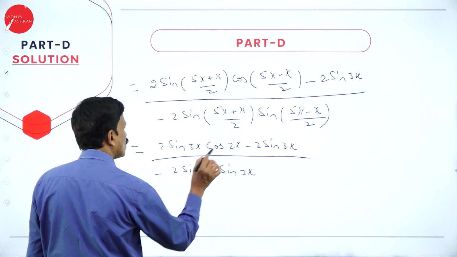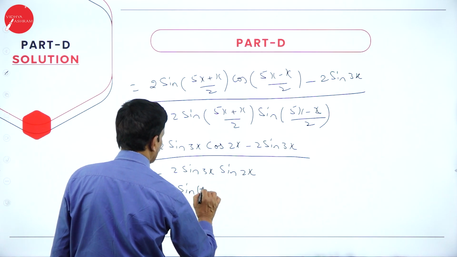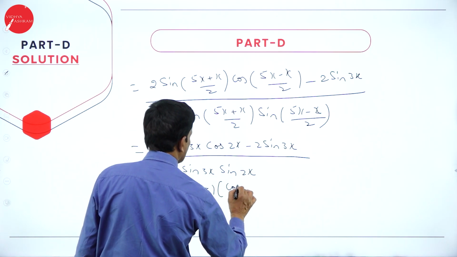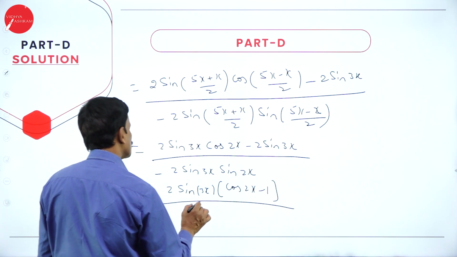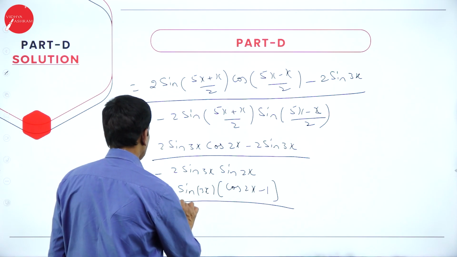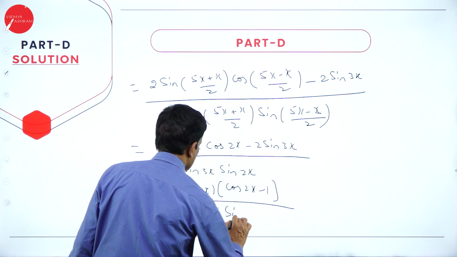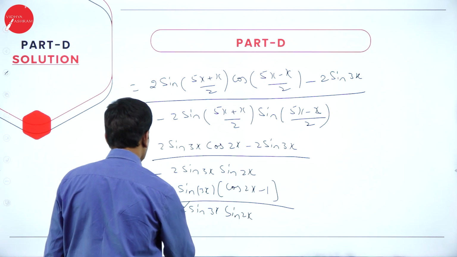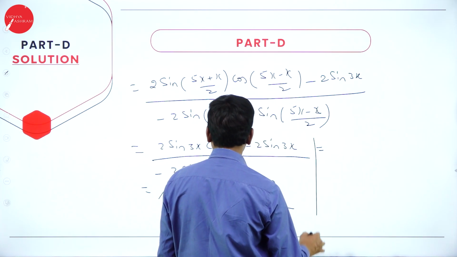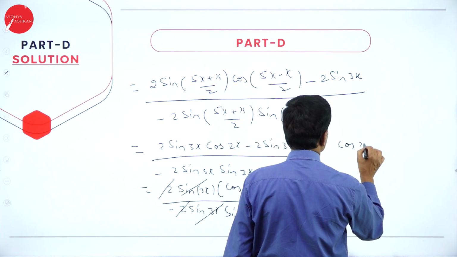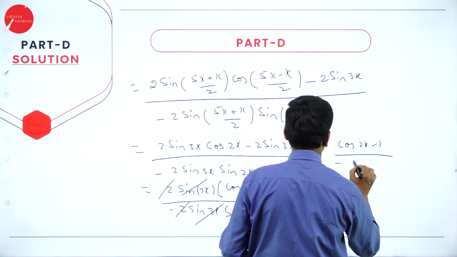So you can take the common factor in the numerator, 2 sine 3x, and what is left is cos 2x minus 1. In the denominator you can take minus 2 sine 3x into sine 2x. So cancel the terms: 2 and 2 get cancelled, sine gets cancelled. So what we have is cos 2x minus 1 divided by minus of sine 2x.